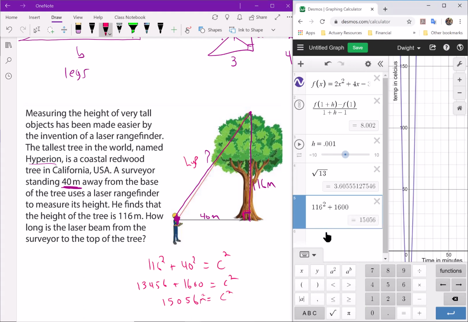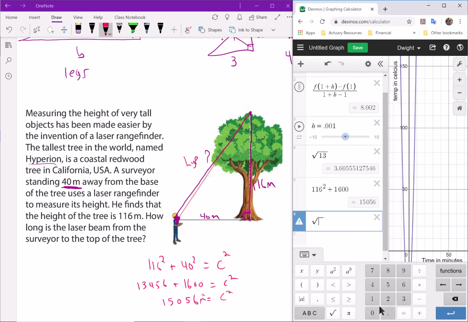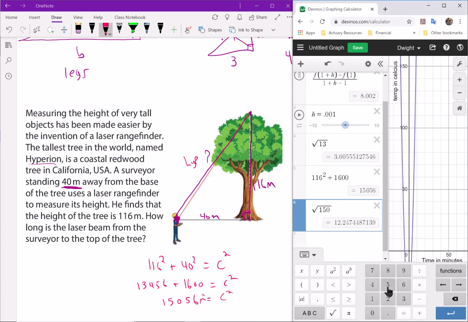So then to find the C, because right now we have C squared, I'm going to take the square root of 15,056.